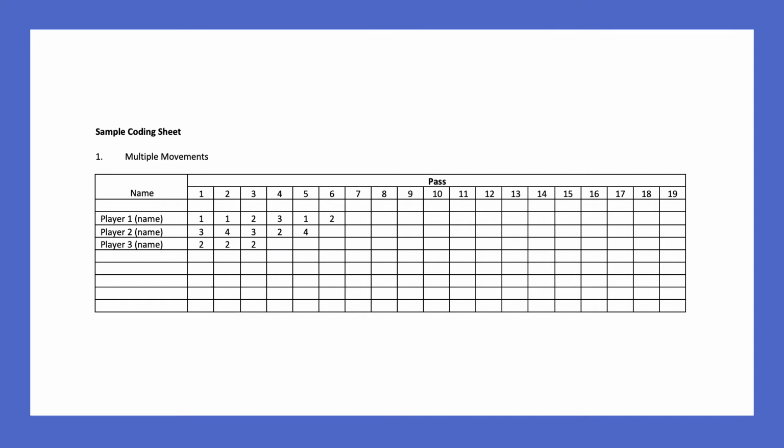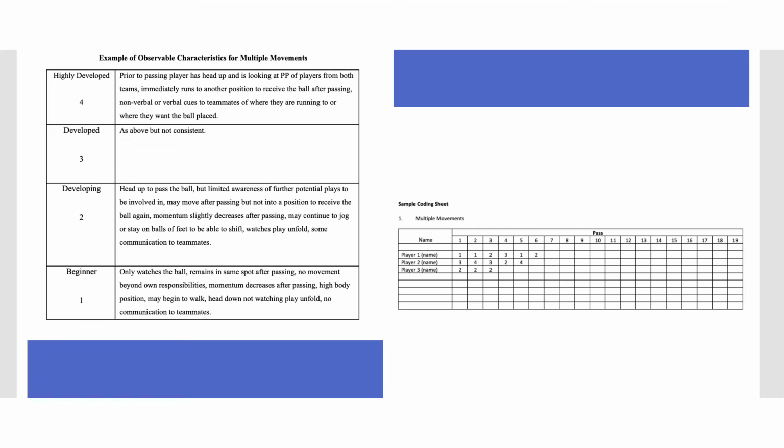Here is an example of a coding sheet that I've created for multiple movements. During play, an educator would only write a number to code as opposed to writing out specifically what they see, thus making the process a lot easier and time efficient. Side by side, you can see how looking for observable characteristics to code players can help us gather evidence on a player's level of ability. Further examples of using observable characteristics in coding sheets is explored in Modules 4, 5 and 6.